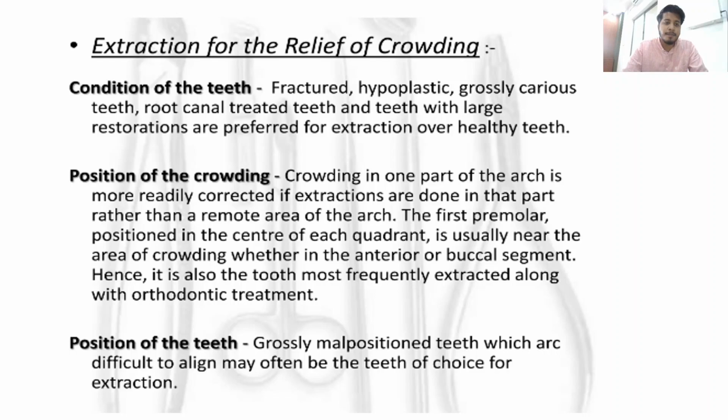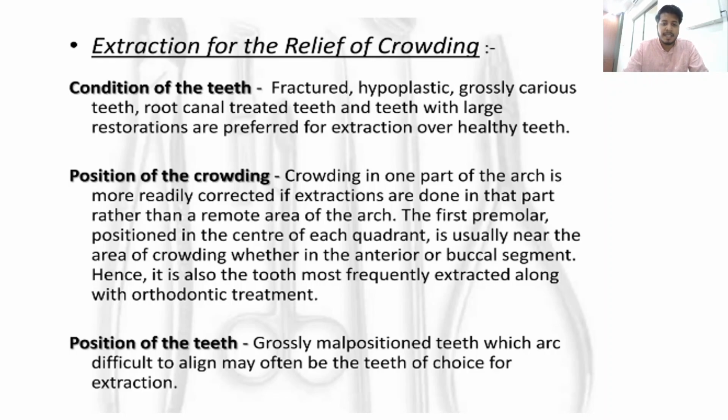The next thing is the position of the crowding. Crowding in one part of the arch is more readily corrected if extractions are done in that part rather than a remote area of the arch. The first premolar, positioned in the center of each quadrant, is usually near the area of crowding, whether in the anterior or buccal segment. So the most common tooth going for extraction will be your first premolars because of its position.